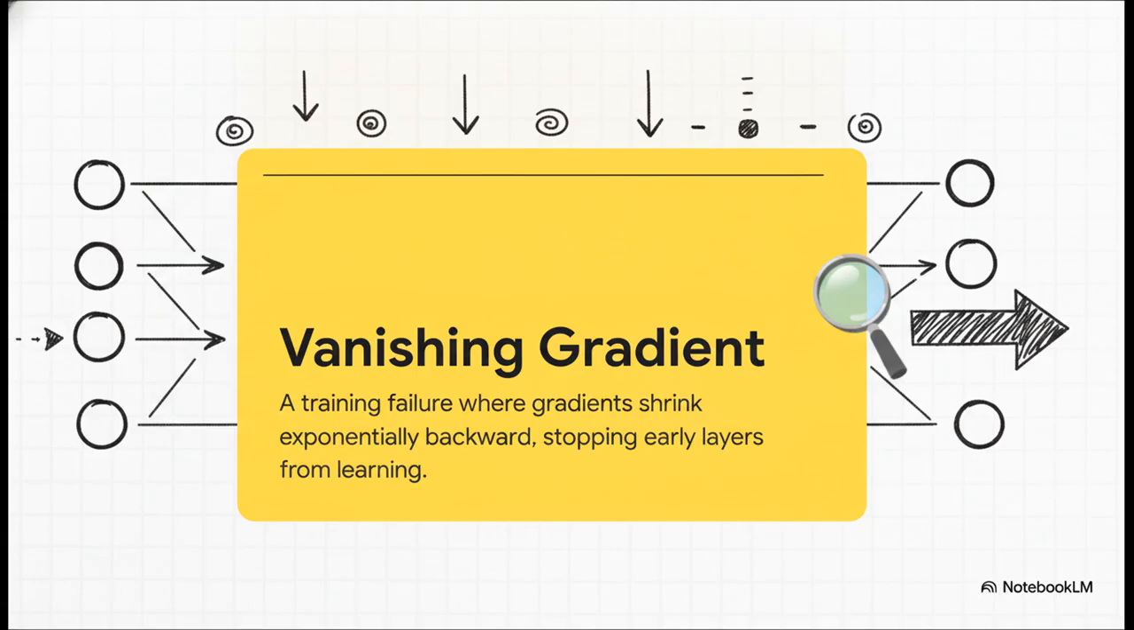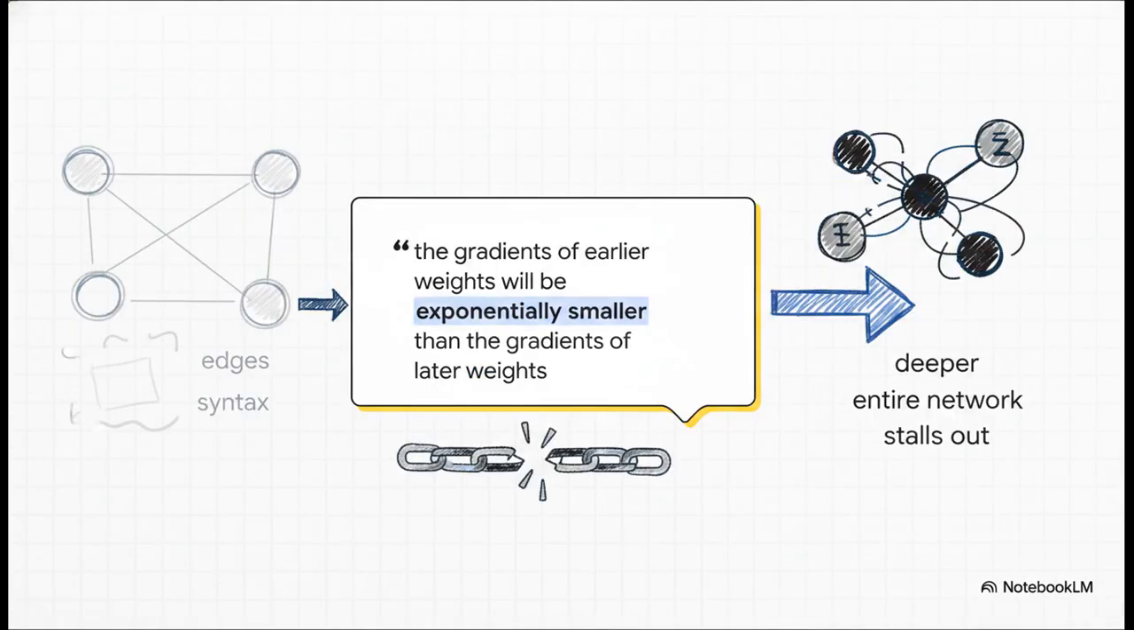It's a training failure where those gradients shrink so exponentially as they pass backward that by the time they actually reach the early layers, the numbers are basically microscopic. And since the network updates its weights proportional to that gradient, a near-zero gradient means a near-zero weight update. Because of this compounding math, the gradients of the earlier weights become exponentially smaller than the later weights.